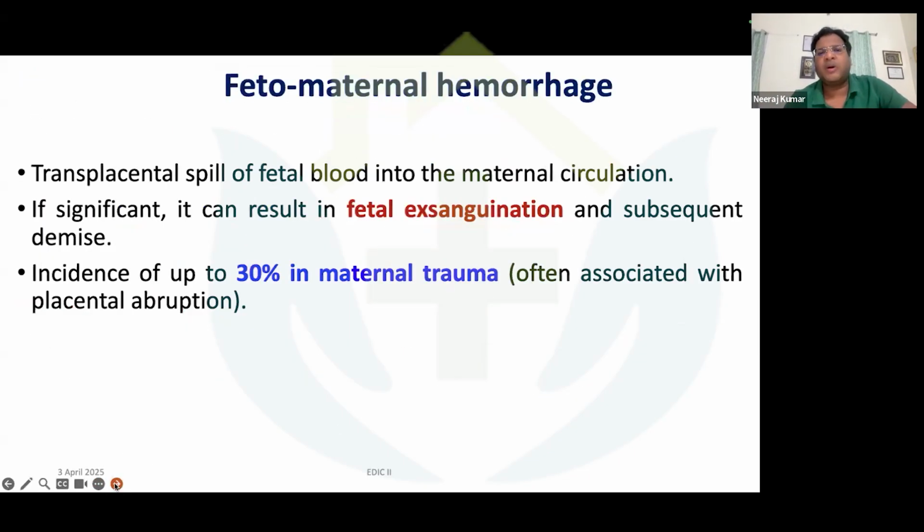Okay, now coming to the next part, a few points about FMH, feto-maternal hemorrhage. So what exactly does it do? Basically it happens because of transplacental spilling of fetal blood, where some part of the fetal blood mixes with the maternal circulation, resulting in fetal exsanguination and leading to fetal demise. Many times, because of maternal trauma, 30% of maternal trauma cases are associated with placental abruption, leading to transplacental spillage of the fetal blood into the maternal circulation.